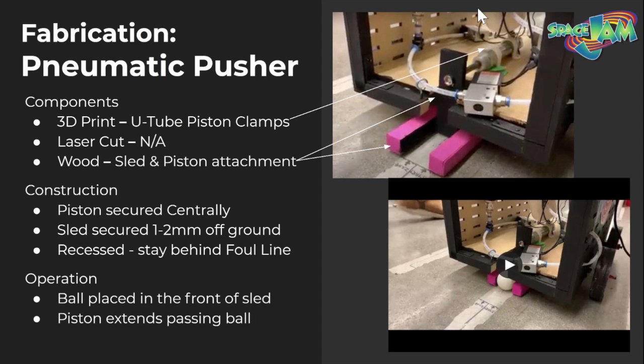In terms of mechanisms, we'll start with the pneumatic pusher. It's a fairly simple mechanism, essentially just made up of a wooden sled, which is attached to the piston on the threaded rod that's included on the piston with 2 bolts. That's just manufactured out of standard wood, actually wood scraps. And then we also have the piston, of course, which is attached to the frame using custom 3D printed U-clamps. The piston is mounted centrally, and we have a little bit of spacing so that the sled just barely glides above the ground, about 1 to 2 centimeters above the ground.